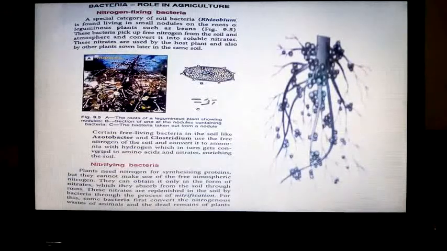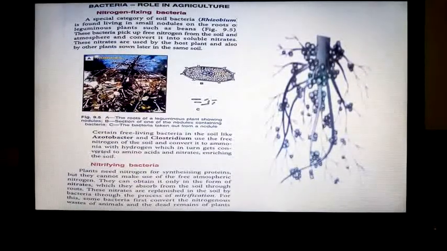The role played by the bacteria in medicine. Got it? And in agriculture, all that. Is that clear? Useful bacteria. Got it? So first we'll learn the role played in agriculture. First, nitrogen fixing bacteria. A special category of soil bacteria is found living in small nodules on the roots of leguminous plants such as beans. In bean plants, etc. we find.